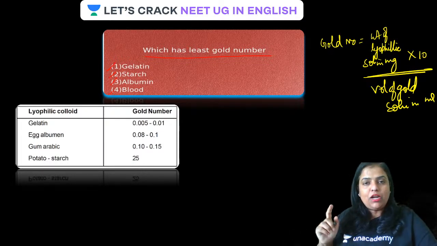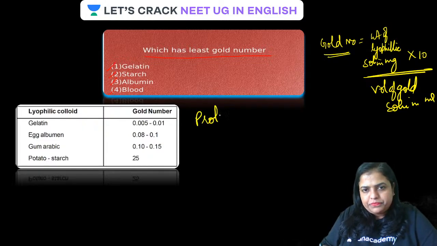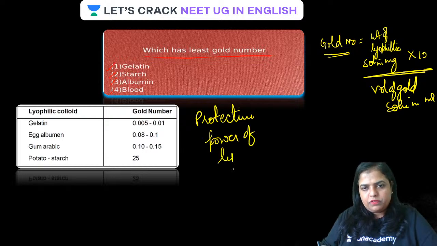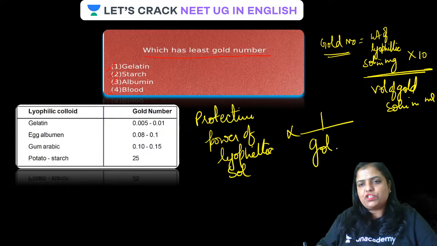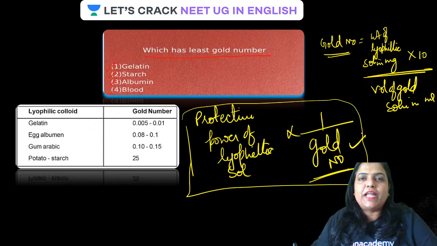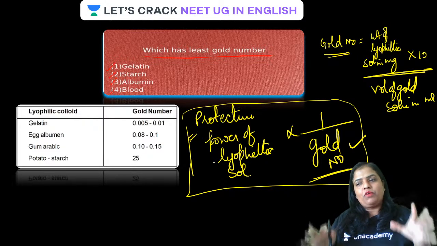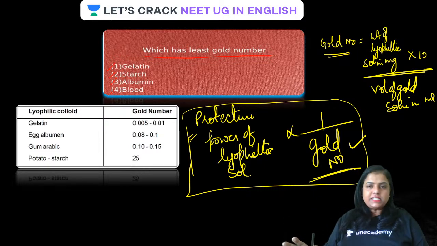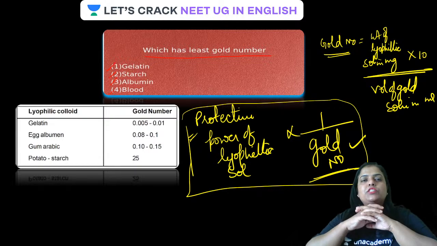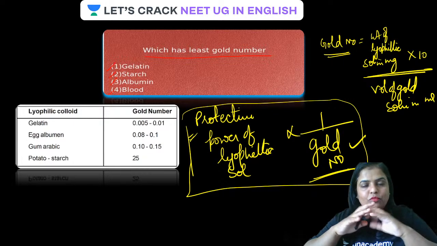Keep the formula in your mind and always remember, guys, the protective power of lyophilic salt is inversely proportional to gold number. That is very easy from here: the more the gold number, the less the protective power, and the less the gold number, the better or more the protective power. Is that clear? It is very, very simple from here, guys. More amount of lyophilic salt will be required. Yes, yes, yes. What is the meaning of that?